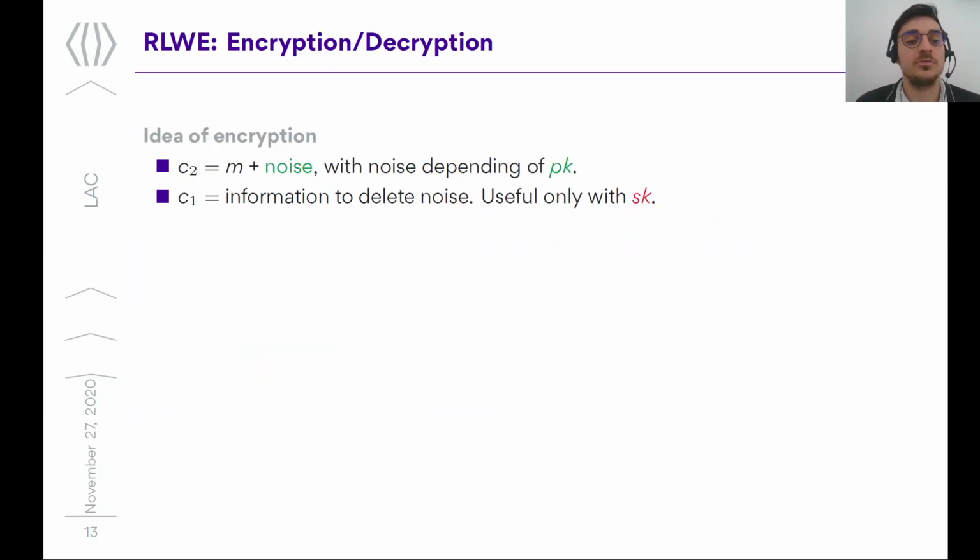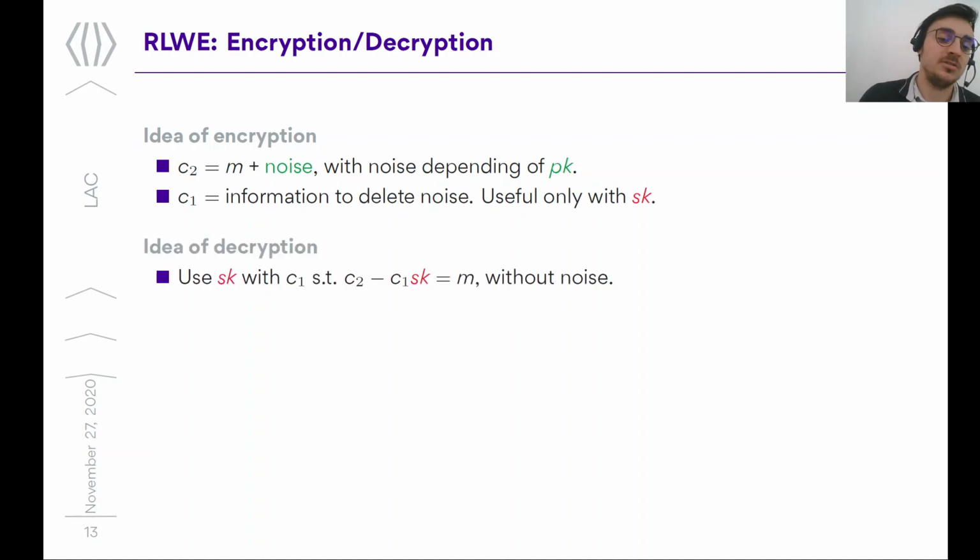Now I will give some idea of the encryption and decryption procedure. Suppose that we want to encrypt a message M. First, we construct C2 as our message plus some noise, with the noise depending on the public key. C1 is information about the noise in C2, but is only useful with the secret key. The idea of decryption is to use the secret key with C1 to delete the noise in C2 by computing C2 minus C1S to obtain M without noise.